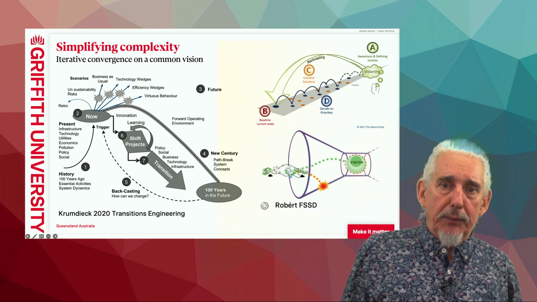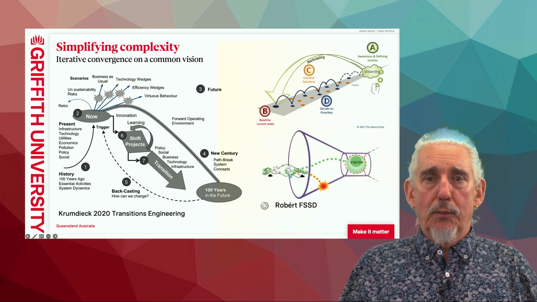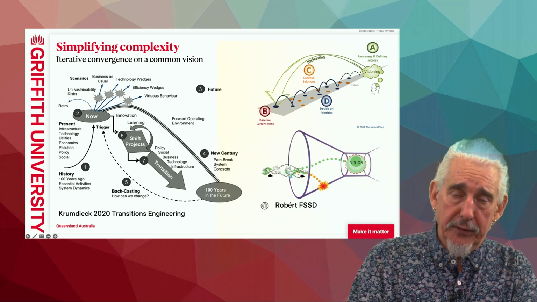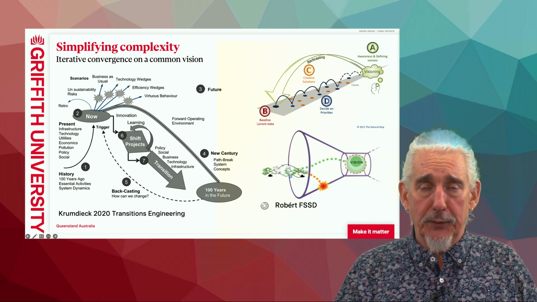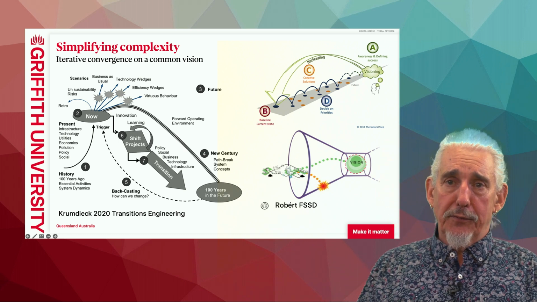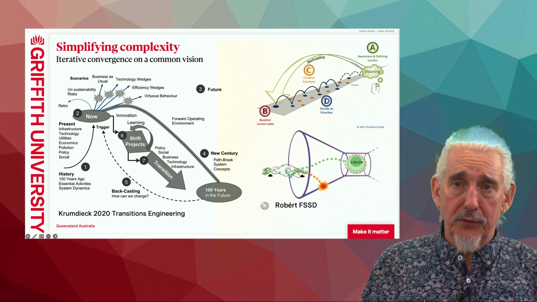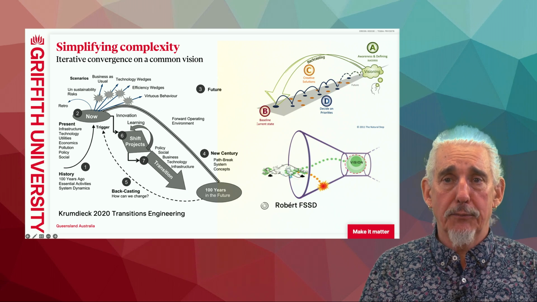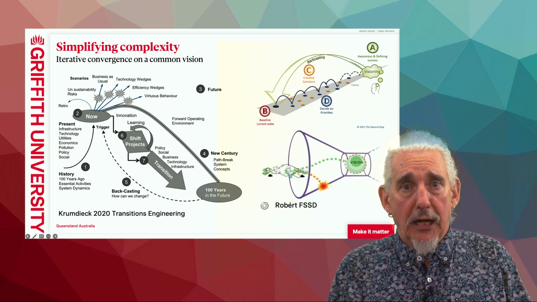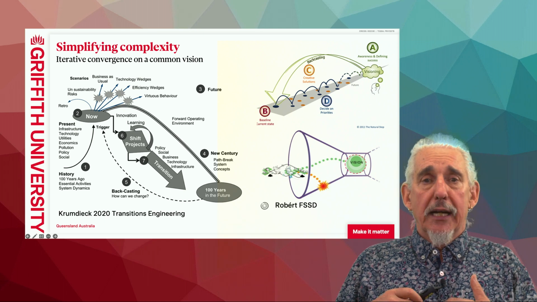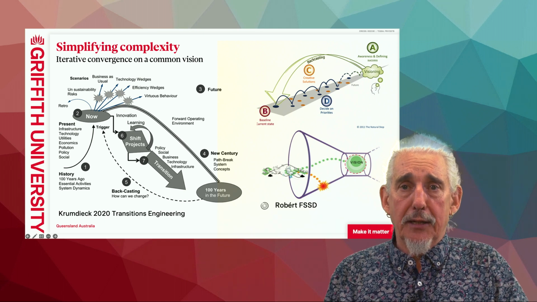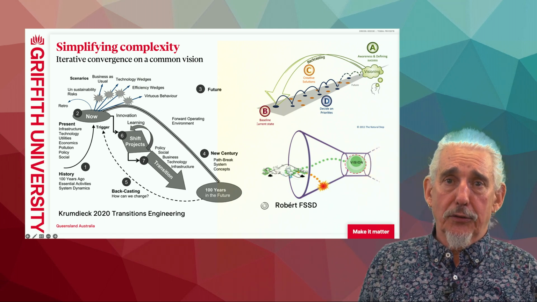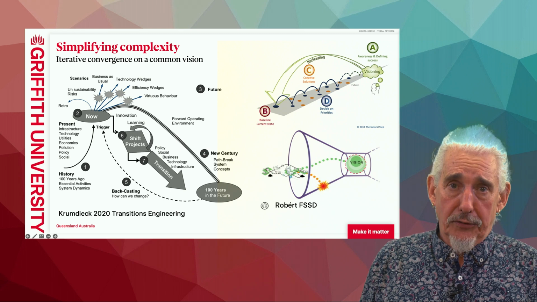Another way to simplify complexity is to assume a common vision and then iteratively converge on that vision. So Robert, with the framework for strategic sustainable development, assumes a funnel. You want to avoid the walls of the funnel, so you discard solutions that hit the walls of the funnel and focus on reiterating and refining solutions that move towards the shared vision. Krumdiex refined that to build her transitions engineering approach to get engineers to focus on the transition towards emissions reduction.